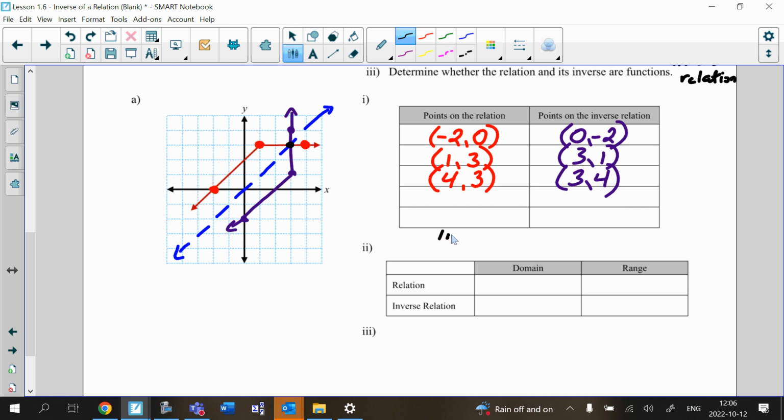Okay. What's the domain of the original one? Negative infinity to positive infinity. Remember, there is another way you can write this domain and range using set notation. I'm just going to stick with interval. What's the range? Careful with this one. Negative infinity to 3.